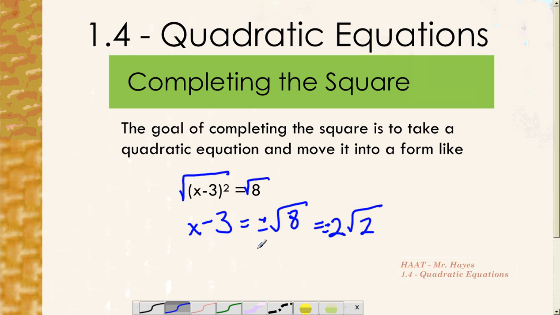2 root 2. So when I add 3 to both sides, I'm going to get x is equal to 3 plus or minus 2 root 2. And that's your answer. Ta-da! So our goal is we're going to take an equation and turn it into something like that.